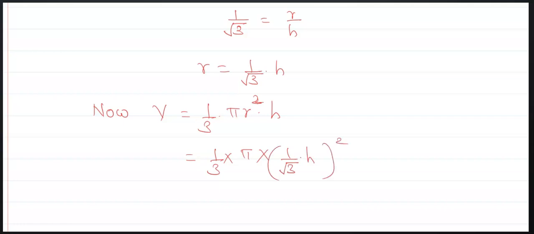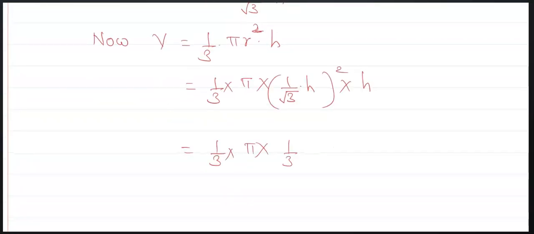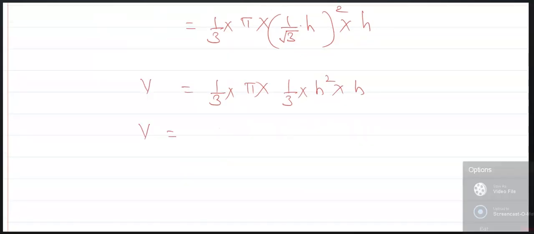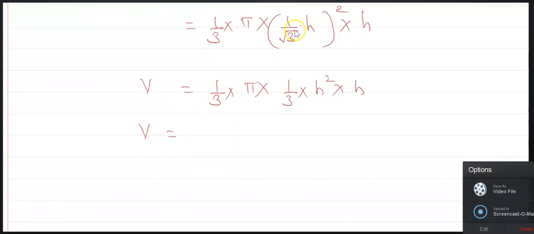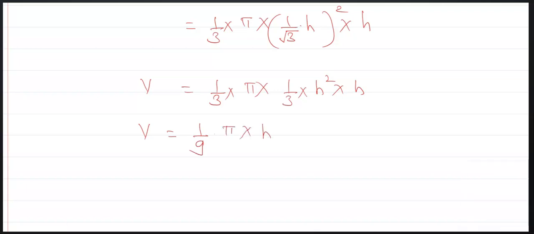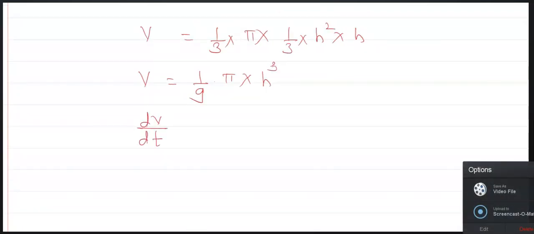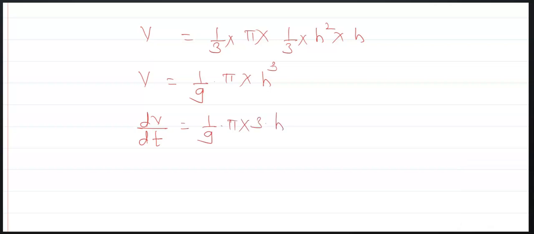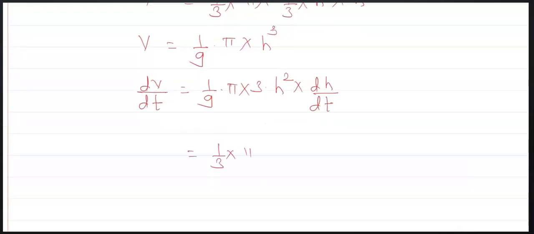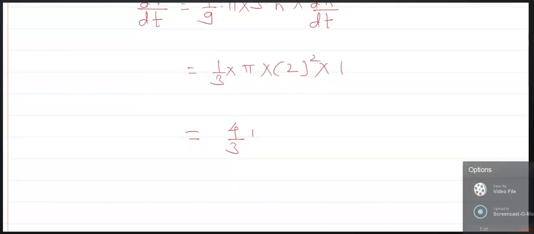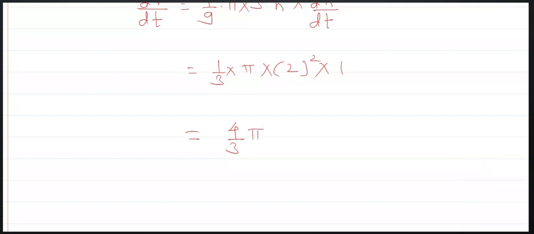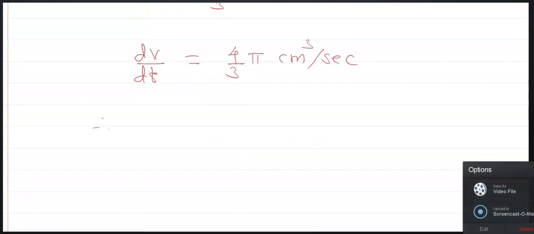Now, V is equal to 1 by 3 pi R square into h. If you substitute the values, then you will get 1 upon 3 pi, 1 upon 3 h square, that is the square of 1 upon root 3, and that's why 1 upon 9 pi h cube. Now dV upon dt is 1 upon 9 pi 3 h square into dh upon dt. If you substitute it, then you will get 4 upon 3 pi centimeter cube per second. This is the dV by dt.